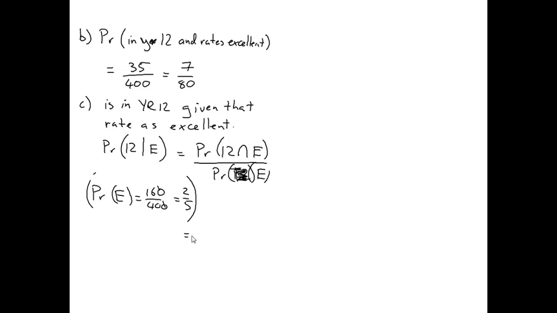So this big one becomes 7 over 80, which was our answer up here, divided by 2/5. Now you remember when we divide by something, we invert and multiply. 7 over 80 times 5 over 2. What does that give me? 7 over 32.